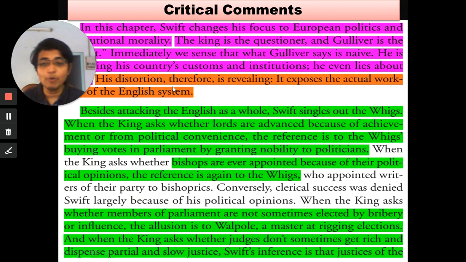Who appointed writers of their party to the bishoprics?